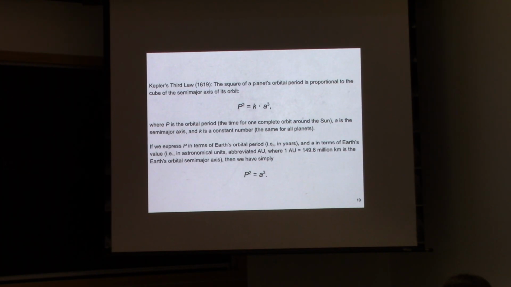Later we'll see how you can do this in SI units, and then it becomes P squared is equal to 4 pi squared over the gravitational constant times the sum of the masses of the two objects orbiting one another, times A cubed. It's a more complicated coefficient there, that's what k is in general. But if you use funny units where time is in years and distances are in AU, that funny combination, 4 pi squared over G times the mass of the sun plus the mass of the Earth, in those units is equal to 1.